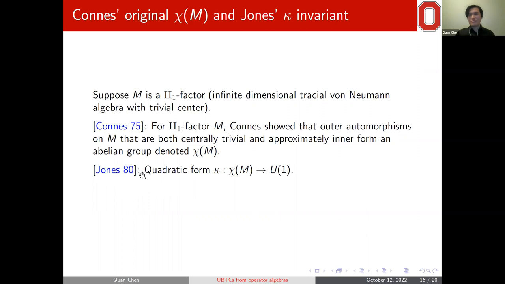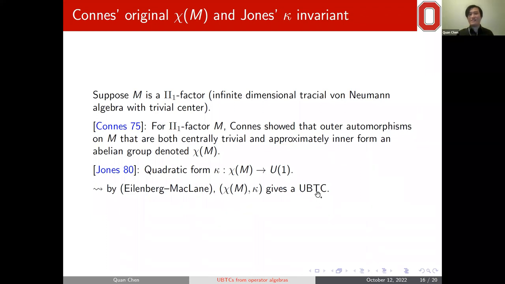And later, Vaughan Jones showed that on this abelian group there is a quadratic form. By the Eilenberg-MacLane argument, an abelian group together with a quadratic form should form a braided 2-group, which linearizes to a unitary braided tensor category. So somehow we already have a unitary braided tensor category, but it's a little bit boring because all your objects are invertible. So can we get a more interesting or bigger unitary braided tensor category, generalizing this construction?